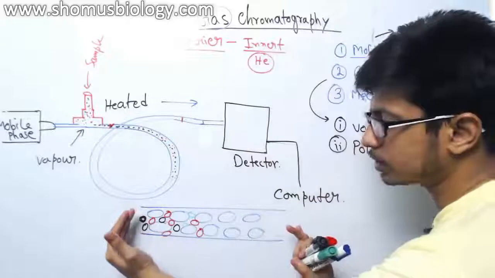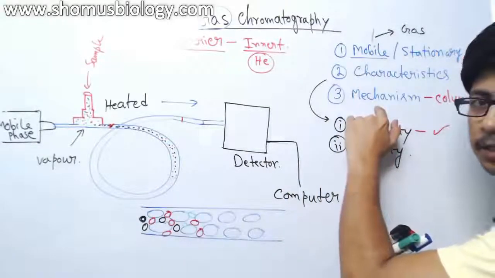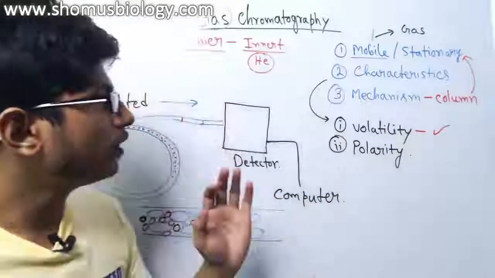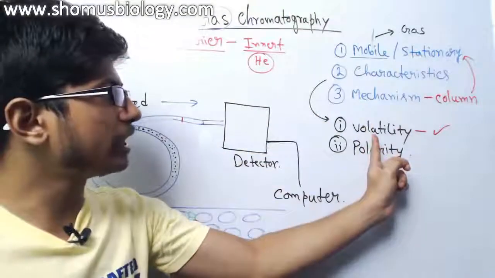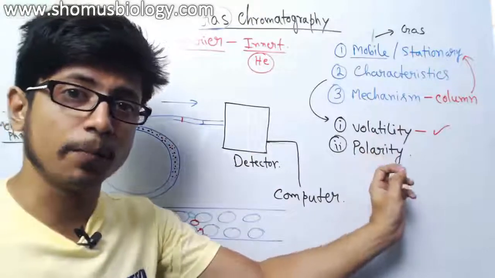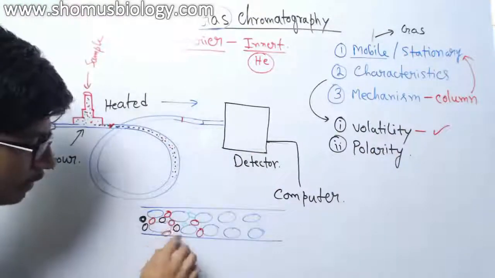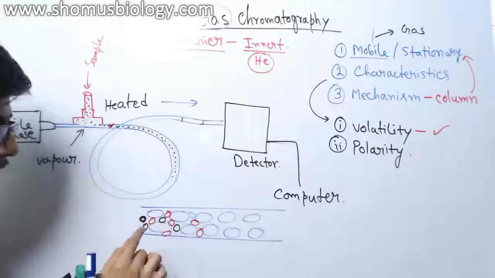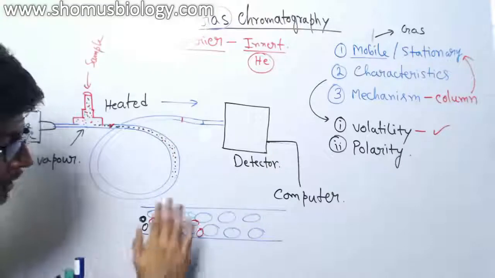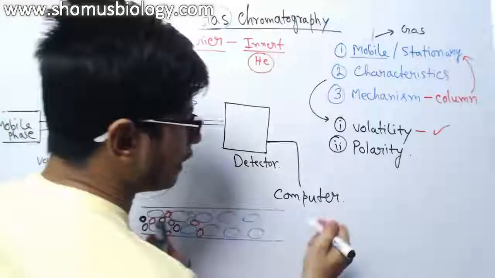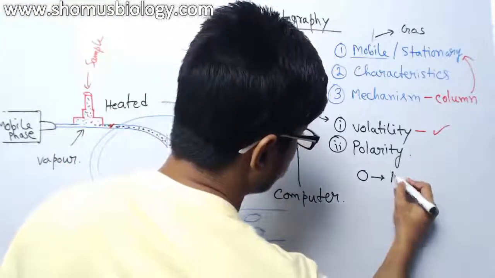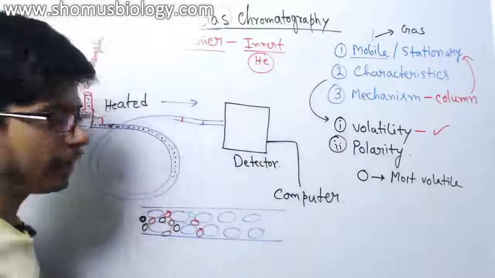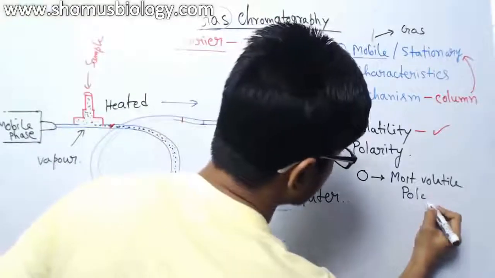Now here is the most important point, where we'll see the mechanism of separation. As I told you, the mechanism of separation in gas chromatography is based on the volatility and polarity of those compounds. We have drawn three different molecules here: green, black and red. Now let's say they have different features. Let's say this black is most volatile, and polar.